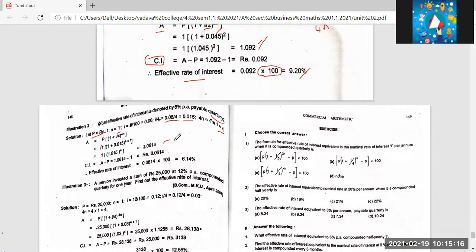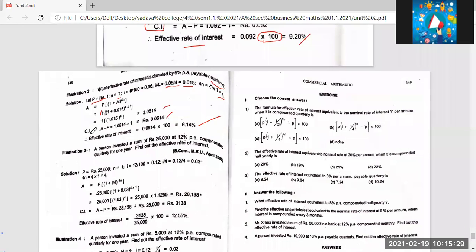As usual, compound interest is A minus P. When we subtract it, you will be getting 0.0614. So into 100 to convert into percentage. Okay, the same thing. Okay, so now we are going to do it for the next problem.